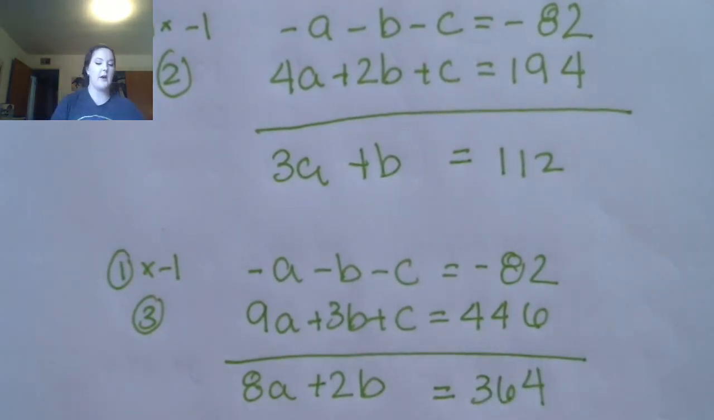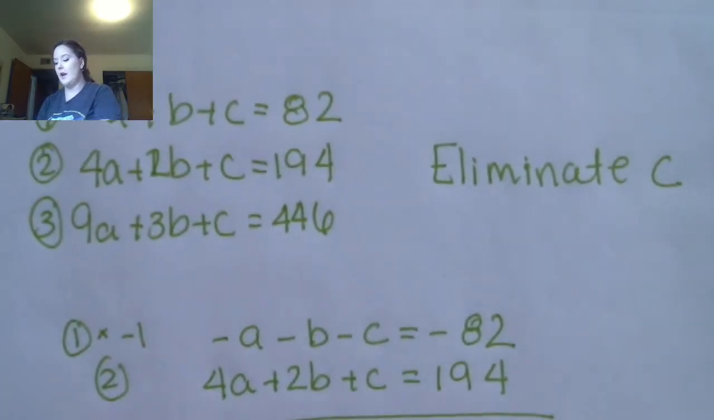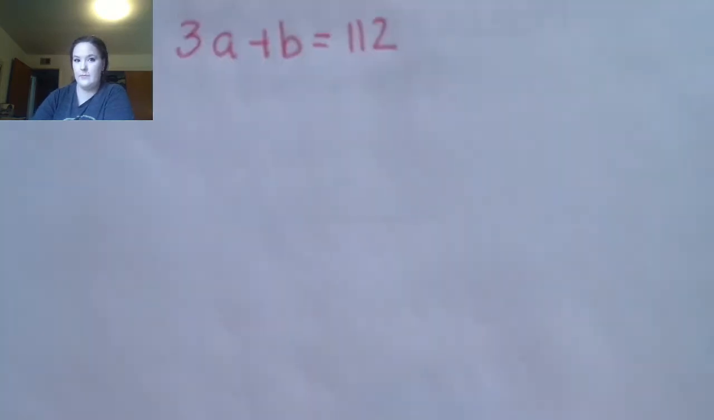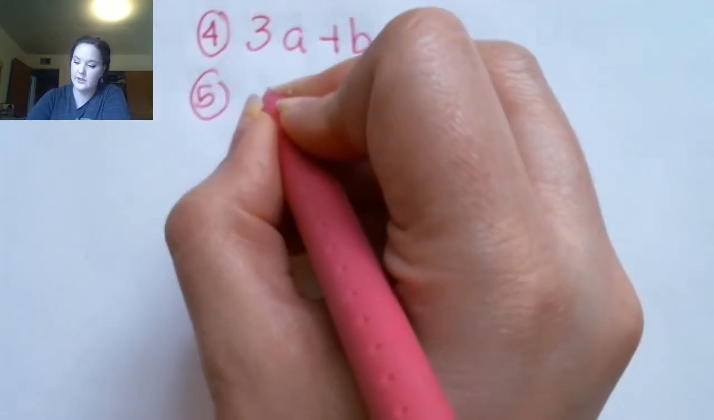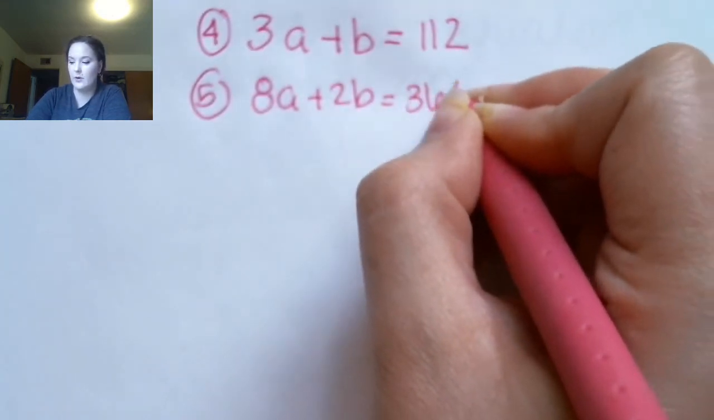Okay. So now I'm just going to write those two equations next to each other, so that I have a nice set of equations that I'm working on. So right now I have 3a plus b is 112. This is my equation 4. Okay, and then I have my equation 5, which is 8a plus 2b equals 364.